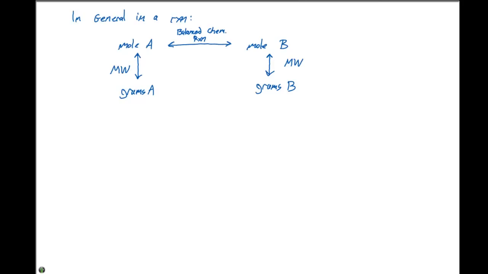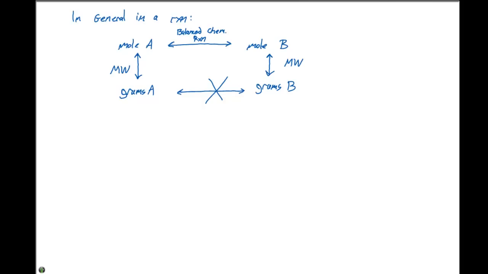Unfortunately, there's no direct step to convert grams of A to grams of B or vice versa. So if we're given grams of component A, and we're trying to get grams of B, we can't do it in one step. We first need to use dimensional analysis to convert from grams of A to moles of A by using the molecular weight, convert moles of A to moles of B from the balanced chemical equation, and moles of B to grams of B using the molecular weight.